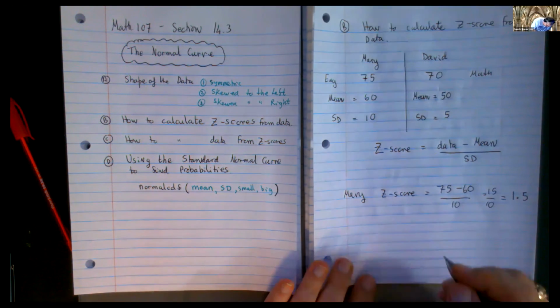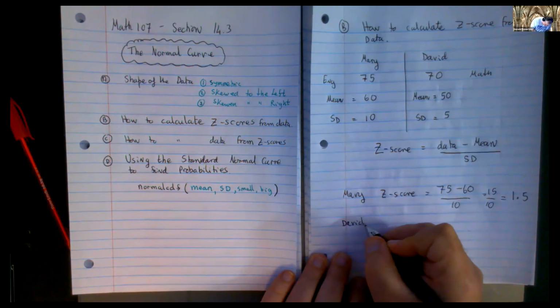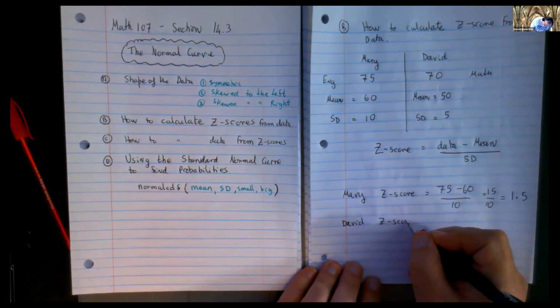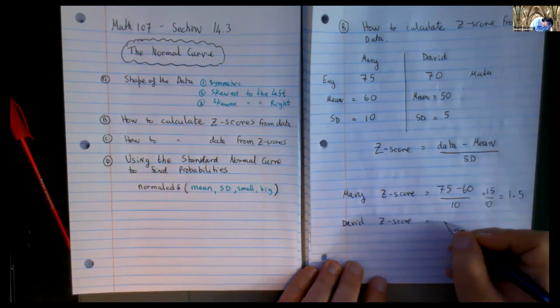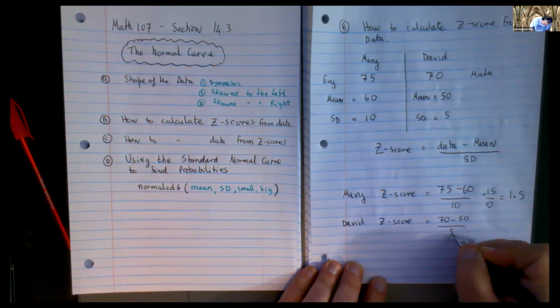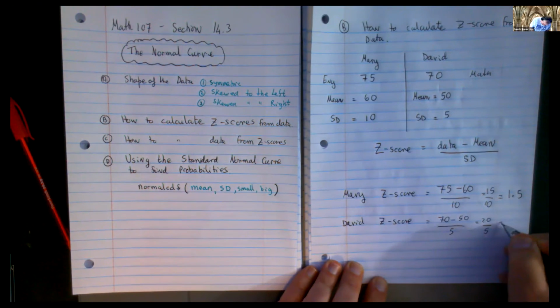Let's see what David did. Well, David, he's going to have his Z-score calculated the same way. It's the data. His data was 70, take away his mean, which is 50, divided by 5. In this case, you get 20 divided by 5, and you get a 4.